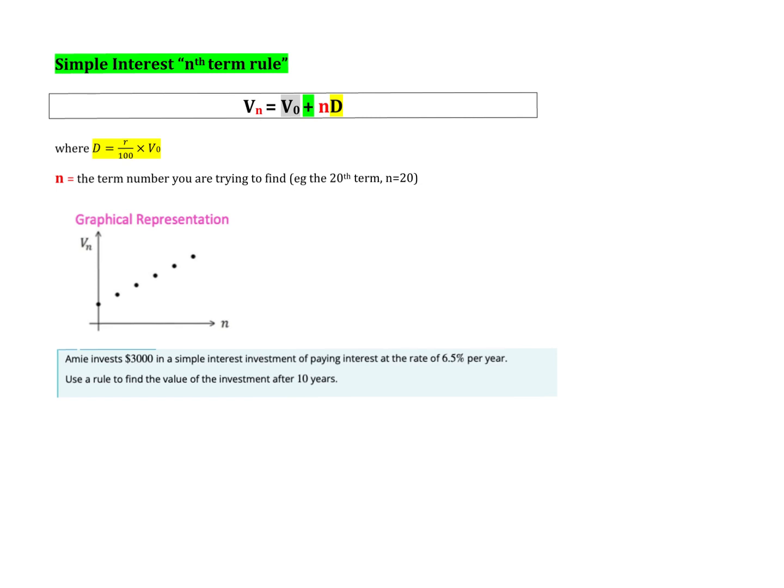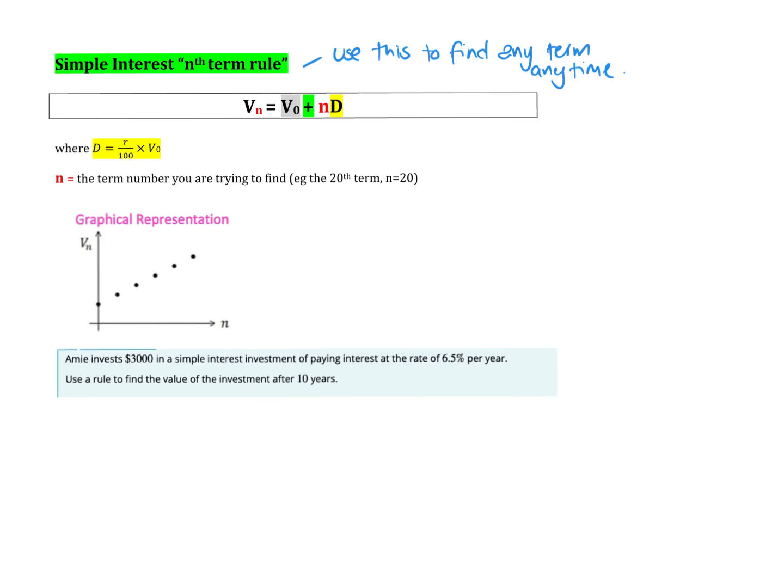Now we're going to look at the simple interest nth term rule. So this is the rule we'll use to find any term at any time. That's like what someone said before: what if they want term 20? They won't make you do it recursively. They'll make you use the nth term formula.